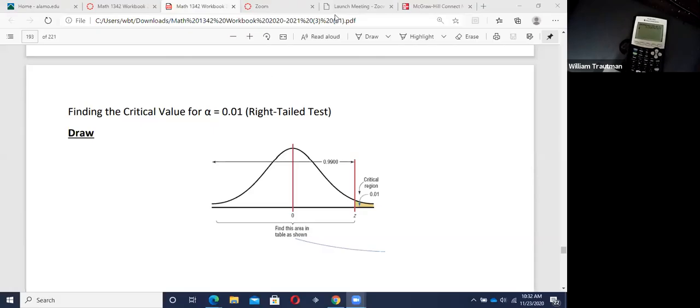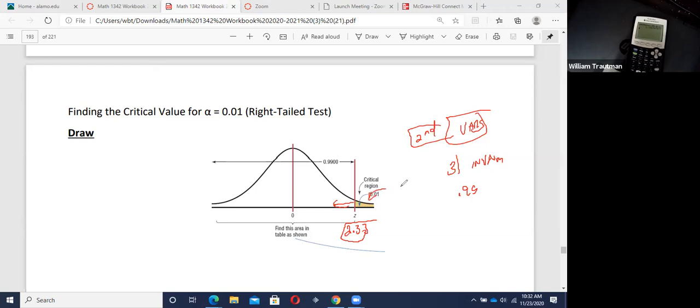So since this was 99%, that way we did second vars number 3, inverse norm, and we typed in 0.99, and we got a positive 2.33. That's our critical value.